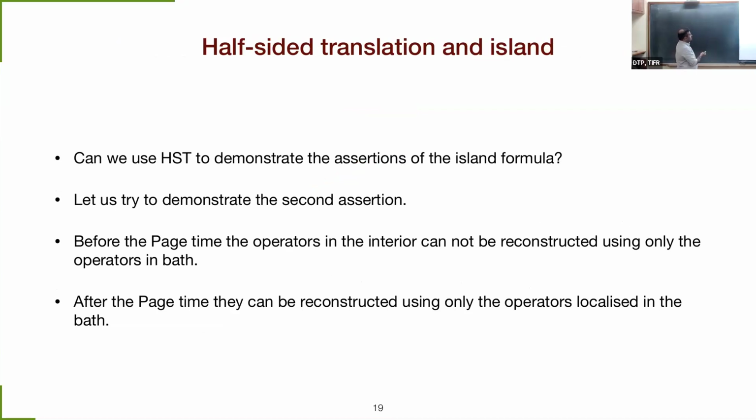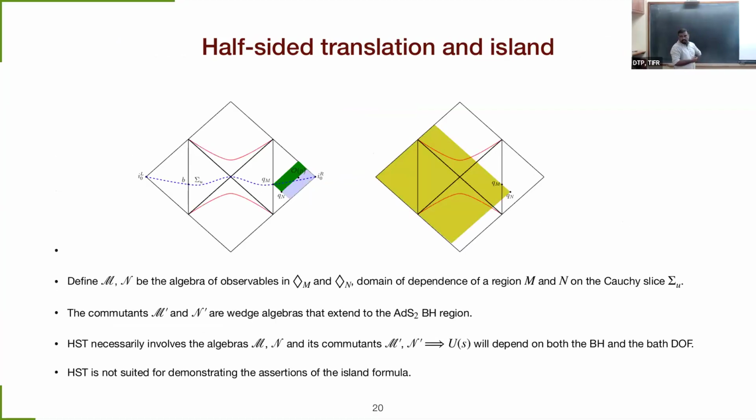We will try to demonstrate the second assertion of the island formula, which says that before the spacetime, the operators in the interior cannot be reconstructed using only the operators in the path. And after the spacetime, they can be reconstructed using only the operators localized in the path. So let's see whether we can do that using half circle translation.